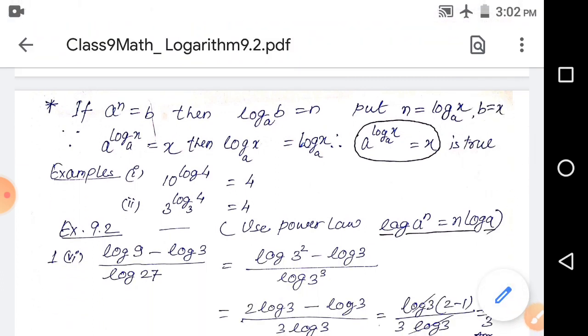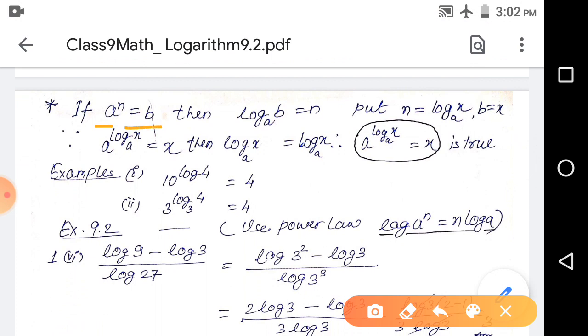Now see this one, this is from the previous chapter, previous exercise, that if we have the condition a to the power n equals b, I am repeating it, a to the power n equals b, then this is the exponential form, and then we can change this one to a logarithmic form. Like that, this n is taken here, and this a is taken as base. So this becomes n equals log base a of b, where this b is here. So this is what we have done in the previous exercise.